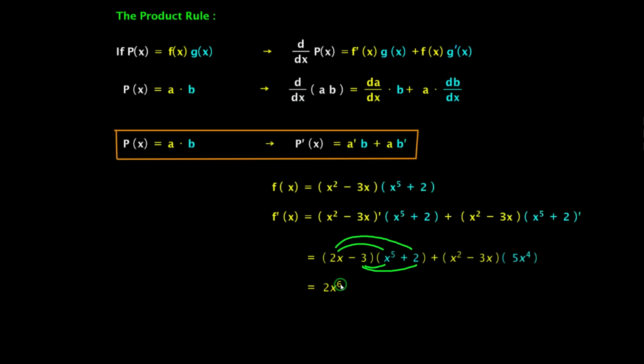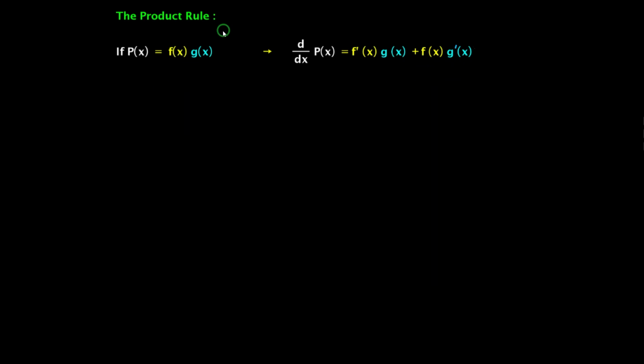The product rule of derivative. The formal notation: if p of x is the product of two functions, so it's the product of f of x and g of x, and we have to find the derivative of two factors, then dp/dx is f prime of x times g of x plus f of x times g prime of x.